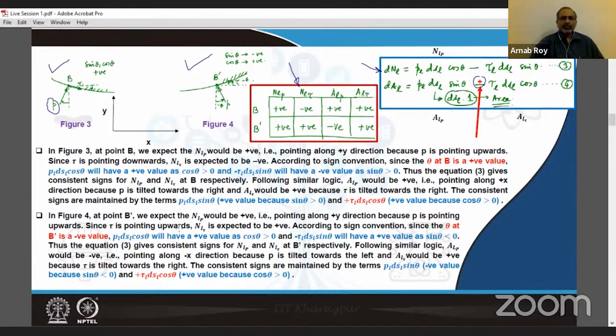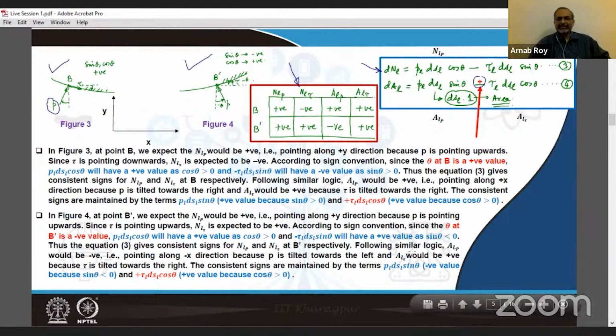Tau is pointing upwards, therefore NL tau is expected to be positive. According to the sign convention, theta at B dash is negative. Therefore, PL DSL cos theta will have a positive value, minus tau L DSL sin theta will have a positive value because sin theta is less than 0. And therefore, we come up with consistent sign.